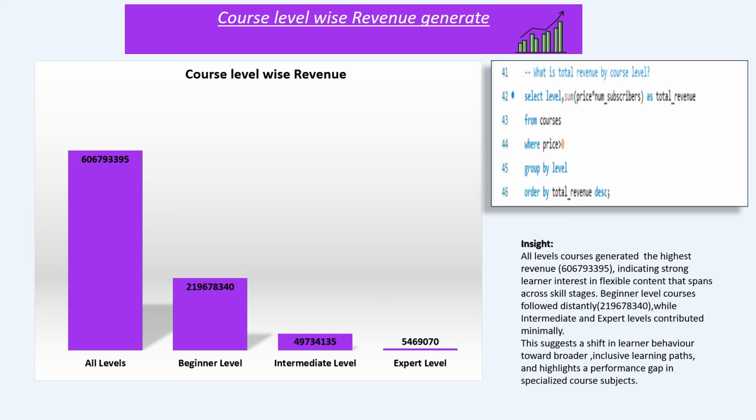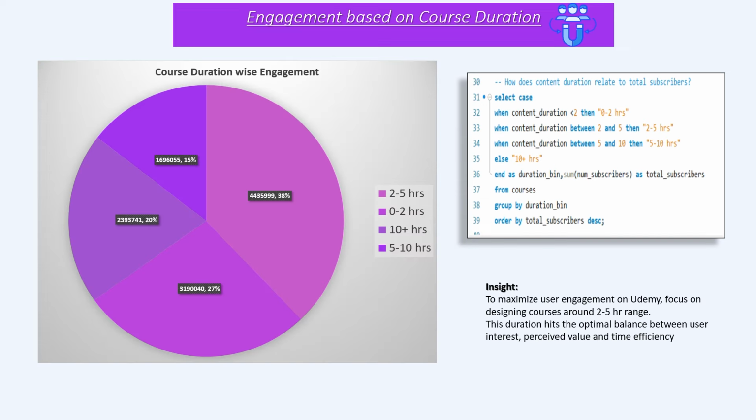Now we will go to the next slide, which is showing engagement versus duration. I examined how course duration affects engagement. Courses between 2 to 5 hours had the highest average subscriber count. This sweet spot balances content richness with learner time commitment. Here I used a CASE statement to get this output.